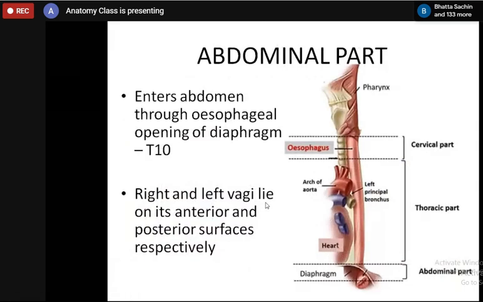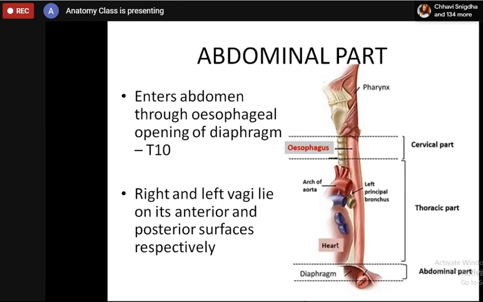Then finally, the third part of esophagus is abdominal part of esophagus. Abdominal part of esophagus is the shortest part of esophagus, okay, which begins at the level of 10th thoracic vertebra where it pierces the diaphragm. Do you remember the three major openings of diaphragm? What are the three major openings of diaphragm?